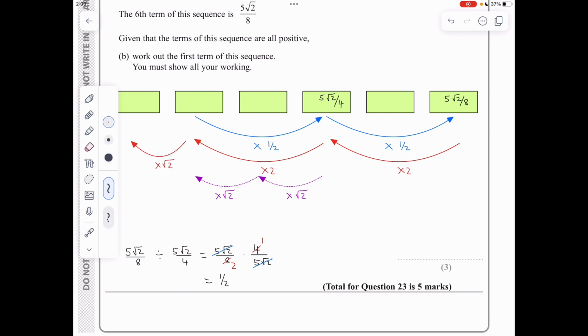So to go from the second term to the first term, I will simply be multiplying by root 2, which means that to find the first term, I'll be taking 5√2 over 4 times 2 times √2. The 2 with the 4 cancel out, leaving me with the 2 in the denominator. Root 2 times root 2 is 2, so it's 5 times 2 over 2, which of course simplifies to 5.